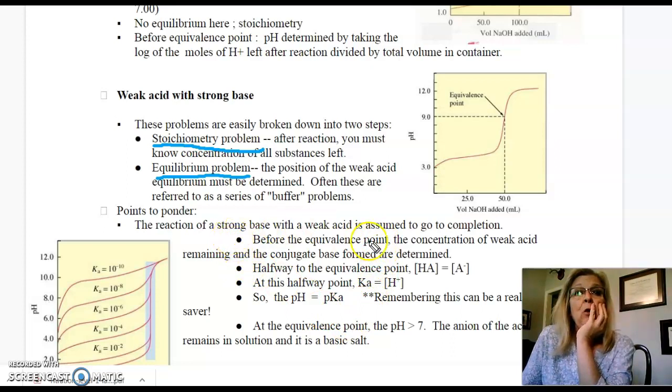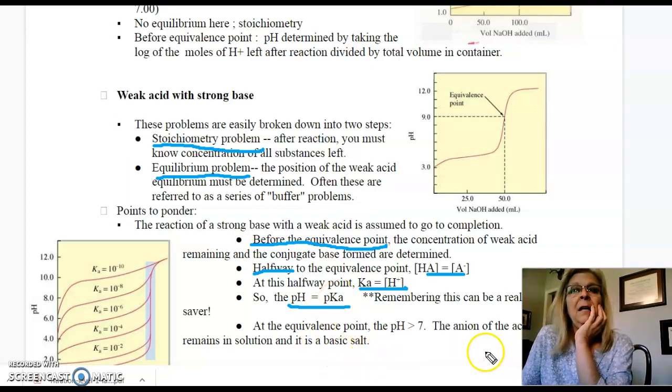If we have a strong base with a reaction, it is assumed to go to completion. That means that the pH before the equivalence point can be determined. Halfway to the equivalence point, another important spot, our acid concentration is equal to the anion concentration. So then we have Ka, and we're going to talk about all these in far more detail. So at the halfway point, pH is equal to something called the power of the Ka, or the pKa. Right now, I know that doesn't mean very much to you, but we will come back to that.